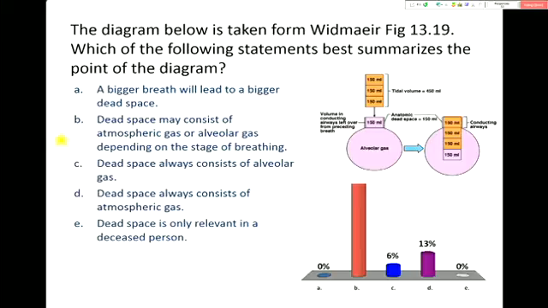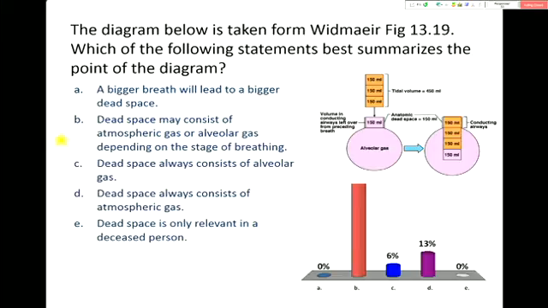Dead space always consists of atmospheric gas. Well, given that atmospheric gas is coloured in this diagram in orange, the left-hand side clearly says it doesn't. When you breathe out, you haven't got atmospheric gas in your airways, you've got alveolar gas. It's come from the alveoli. After you breathe in, you've got atmospheric gas, so-called fresh air. After you breathe out, you've got alveolar gas, so-called stale air.